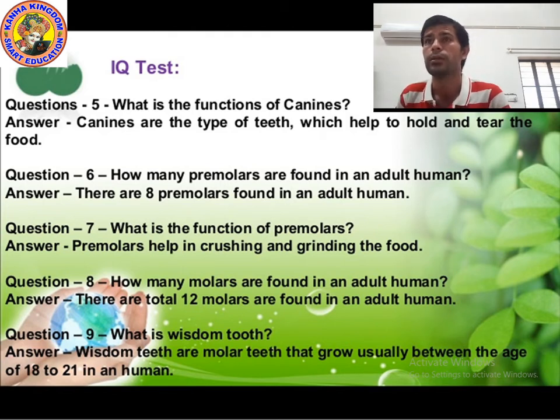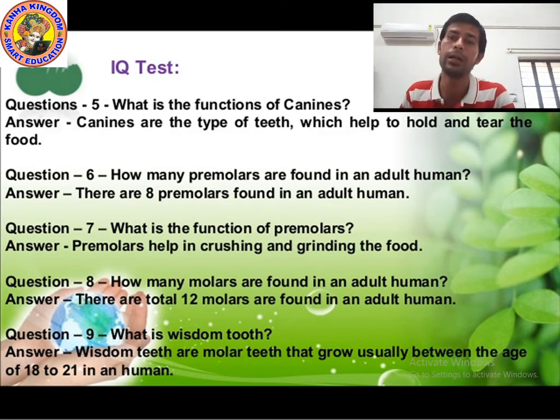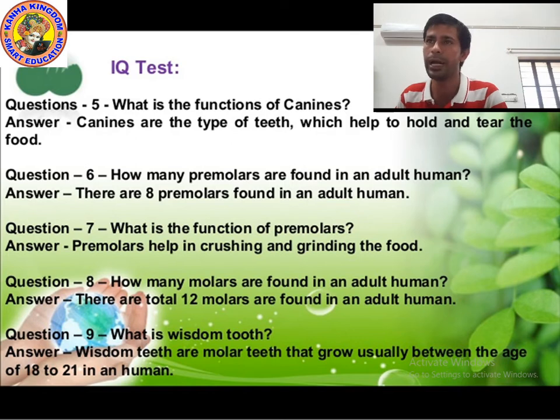Question number 6. How many premolars are found in an adult human? There are 8 premolars found in an adult human. What is the work of premolar? It helps to grind and crush the food.